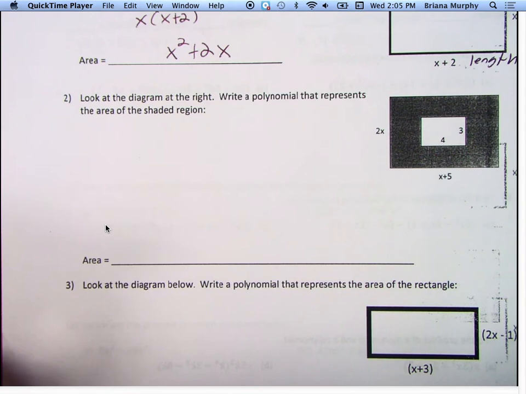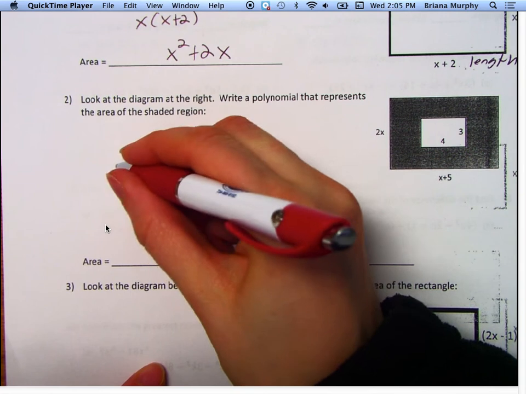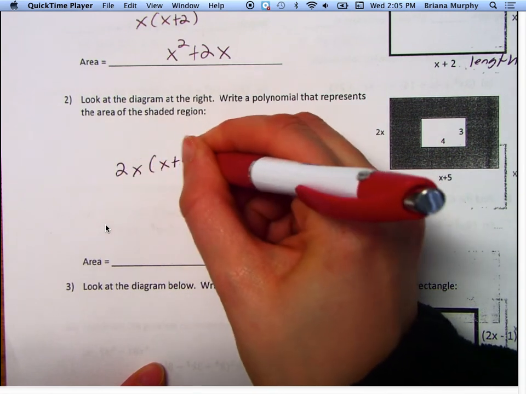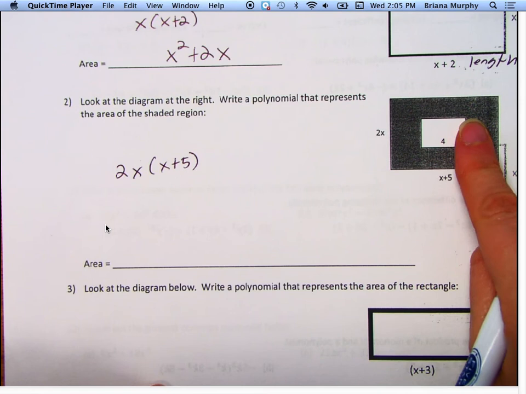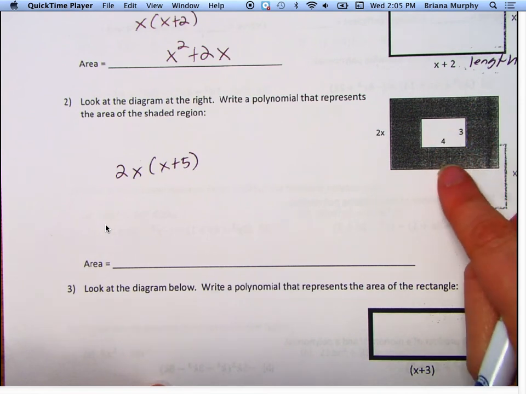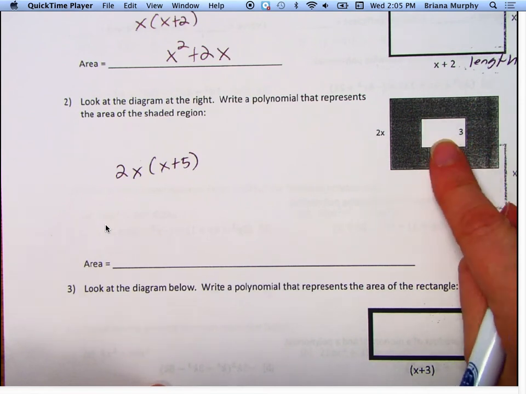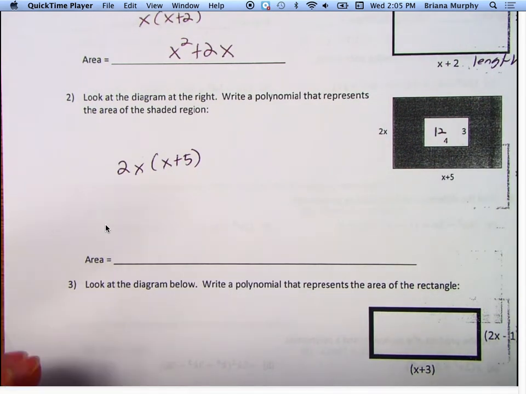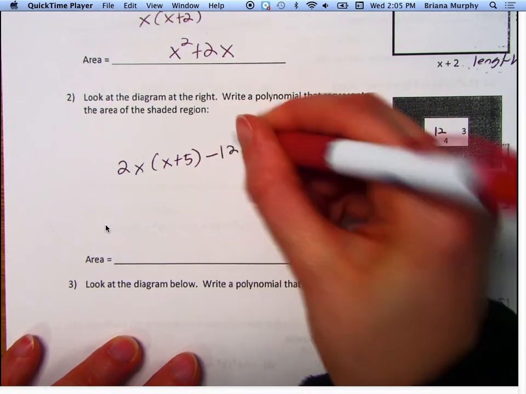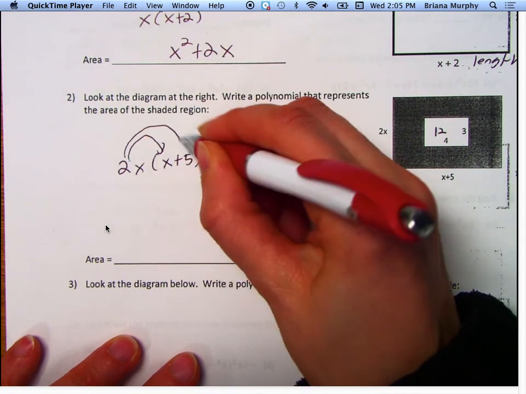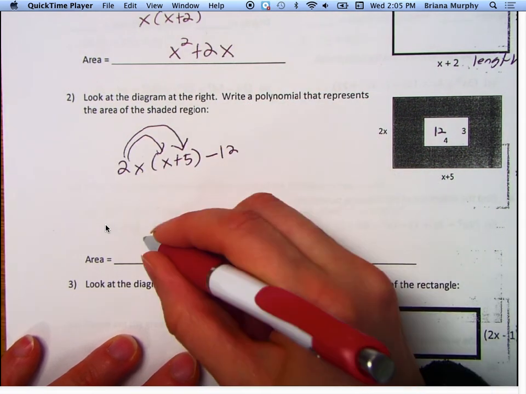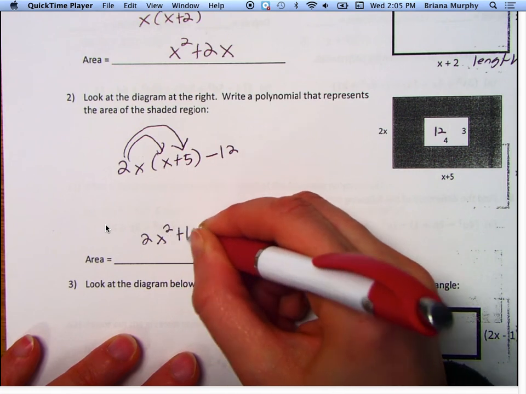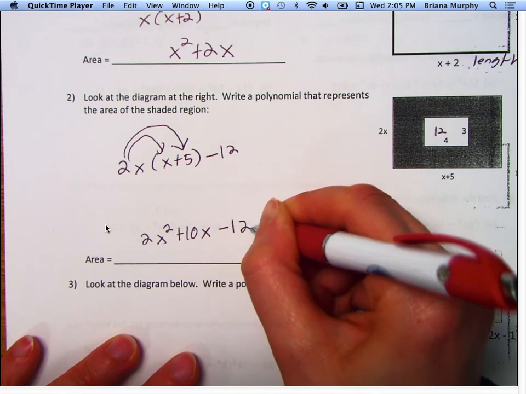So number 2, we're going to set it up the same way. All right? I want 2x times x plus 5. Here's the problem. I don't want this in the middle. How am I going to get rid of that in the middle? What is the area of the middle, first of all? 12, right? So the middle is 12 because it's 4 times 3. But I want to get rid of that. So when I want to take away something, I subtract. I'm still going to have to multiply out the 2x, and I get 2x squared plus 10x minus 12.